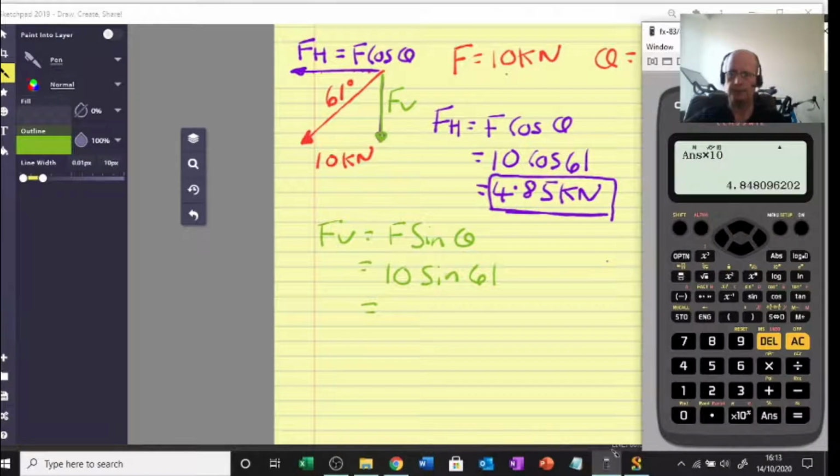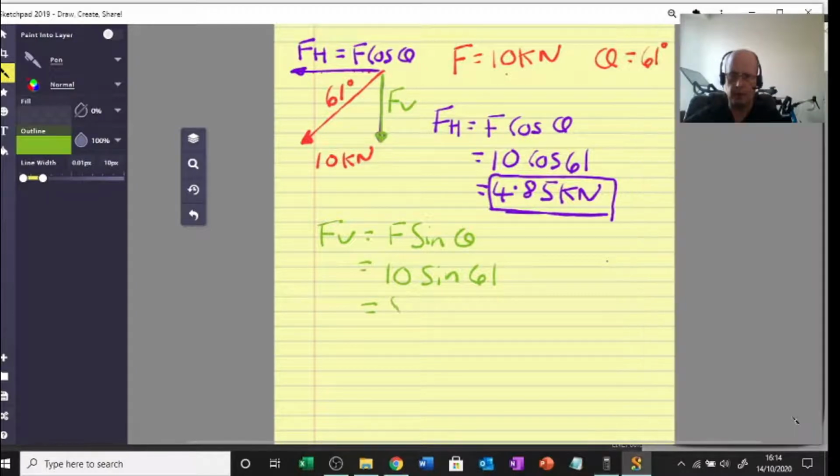Stick it in your calculator. 10 sine 61, make sure you're not in radians. That gives me 8.746. I go 8.75, just to check that again. Let's do sine 61 equals that times by 10. Gives me 8.75. That'll do me. 8.75 kilonewtons. Don't forget the kilonewtons, please.